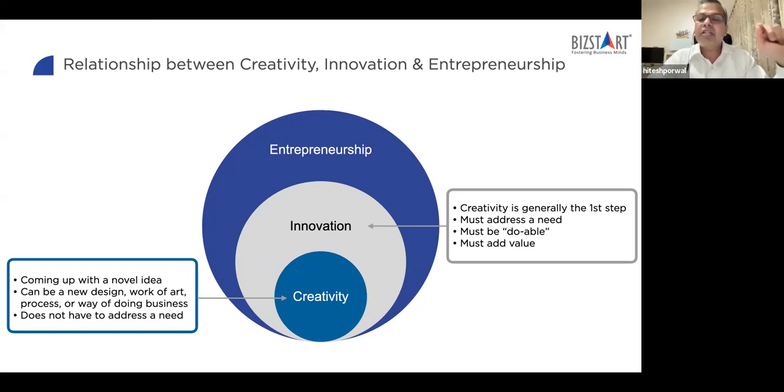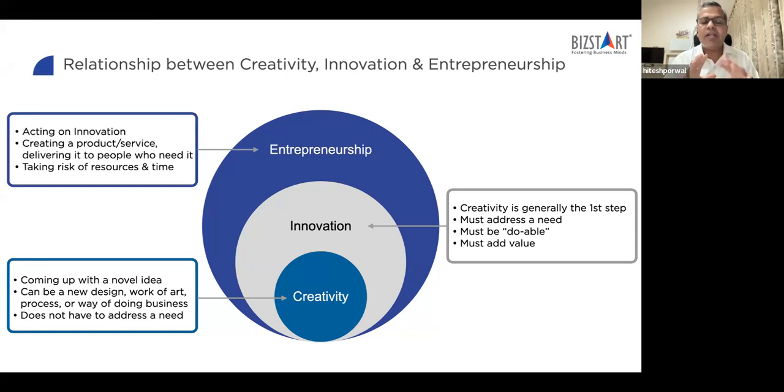So creativity is generally the first step, but in order to be an entrepreneur, you have to be innovative, which means your idea has to address a need or solve a problem. It must be doable, right? It should not be very ambitious, something which will take maybe 20 years to achieve. You should be able to execute on your idea, and it must add value to a customer which you will ultimately have.